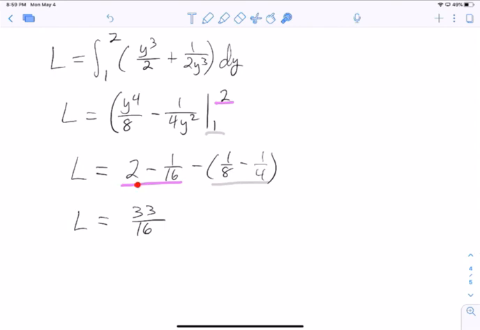Evaluating at 2 gives us 2 minus 1/16. Evaluating at 1 gives us 1/8 minus 1/4. Taking the difference of those pairs, we end up with our exact answer of L is equal to 33/16.